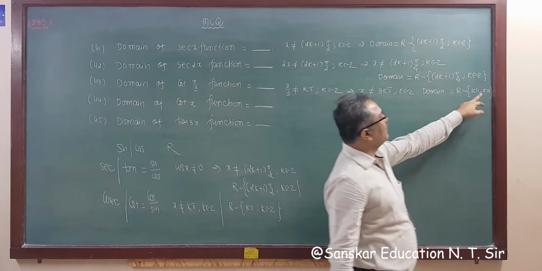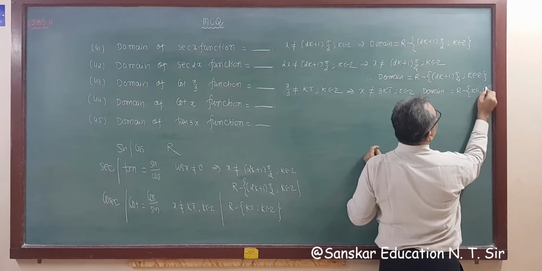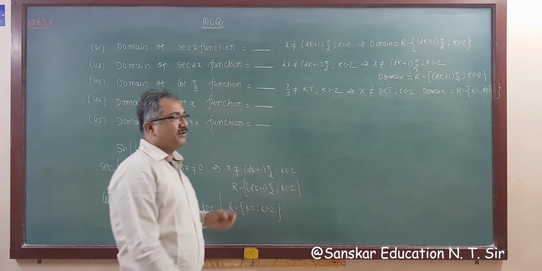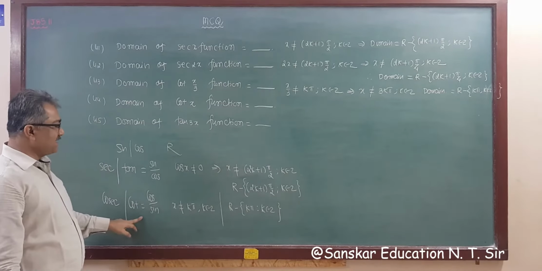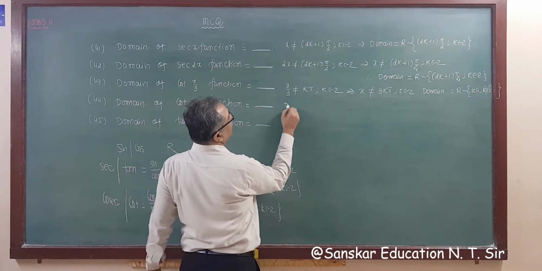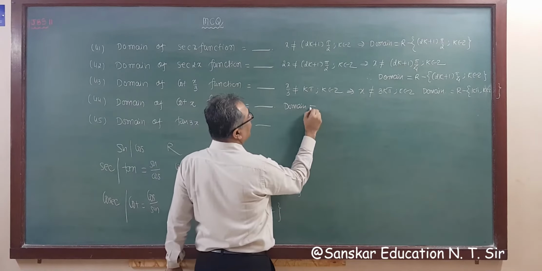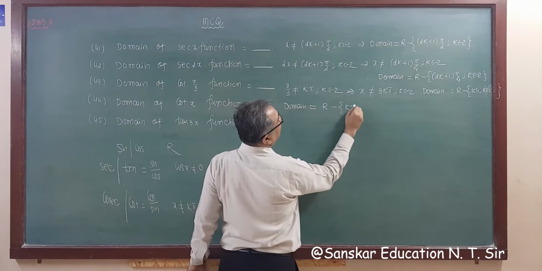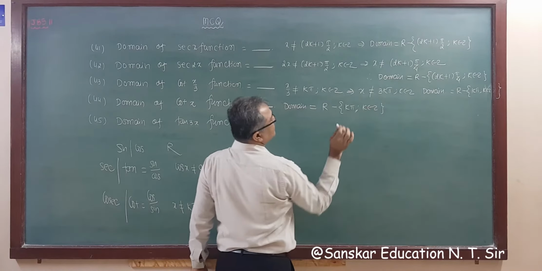You are able to read this, k belongs to Z. This is k belongs to Z, and I am putting brackets on the braces, right? Same thing for cot x. Cot x is the same. This x is not equal to k pi, that is R minus k pi. So the domain is, this is the standard domain, R minus k pi, k belongs to Z. This is your answer.